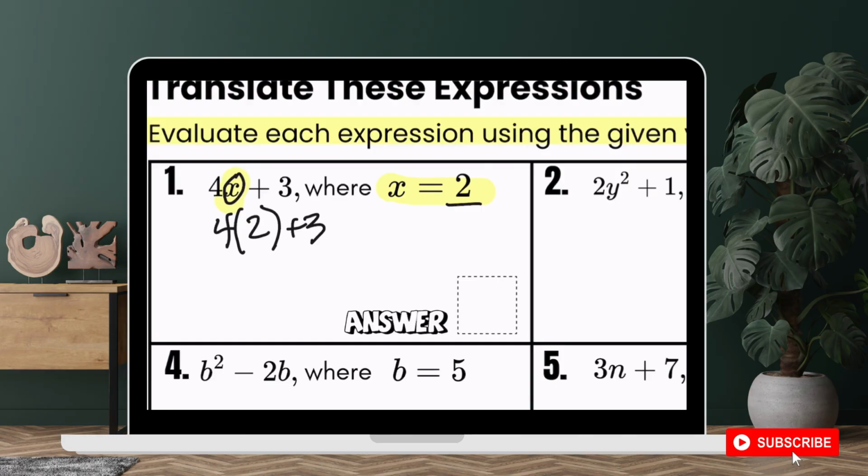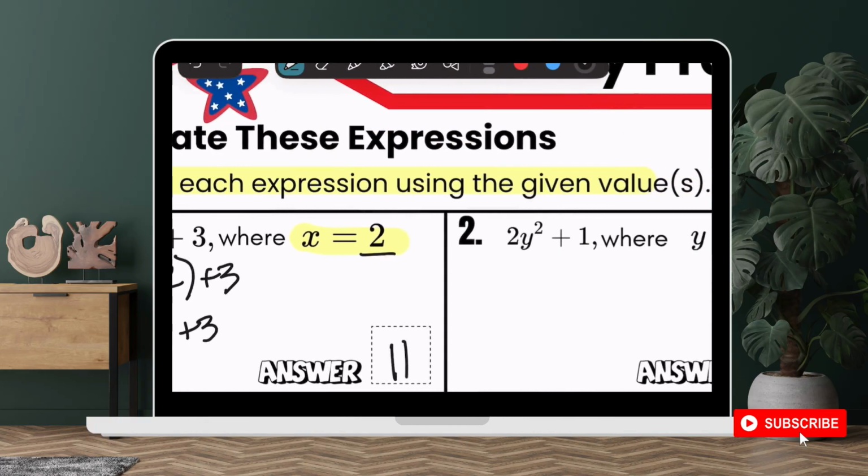And then we simply just follow order of operations. Remember, please expect mistakes. Determination always succeeds. And so we are going to multiply before we add. So 4 times 2 gives us 8, and then we have 8 plus 3 equals 11. Okay, let's look at number 2.